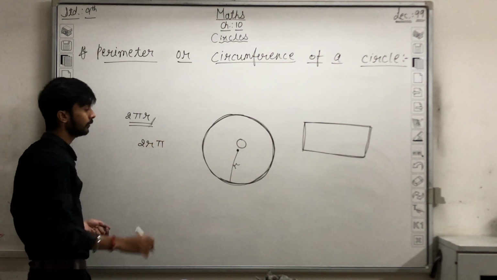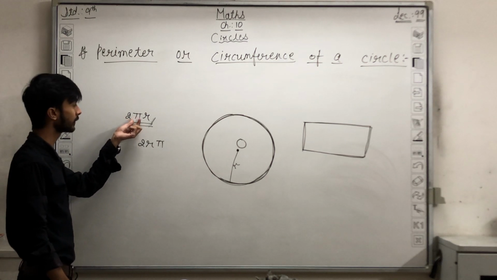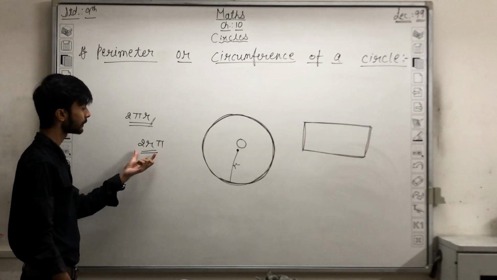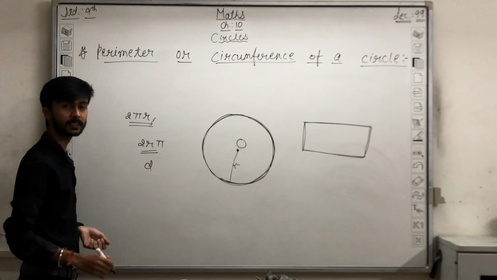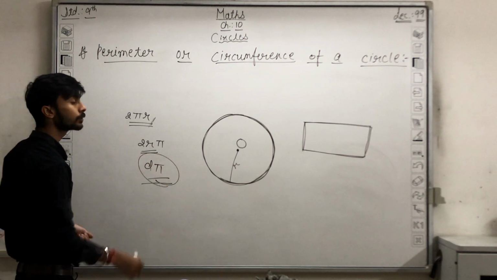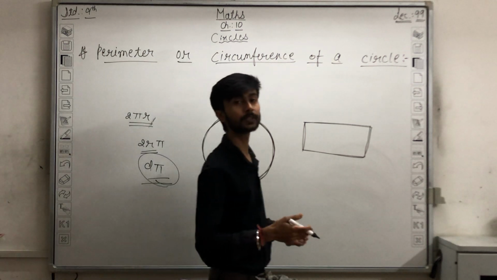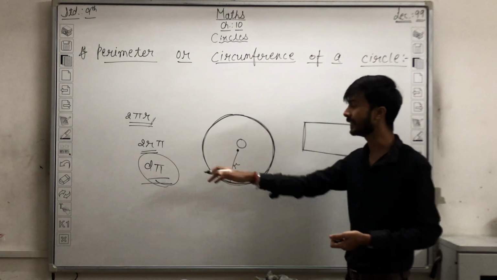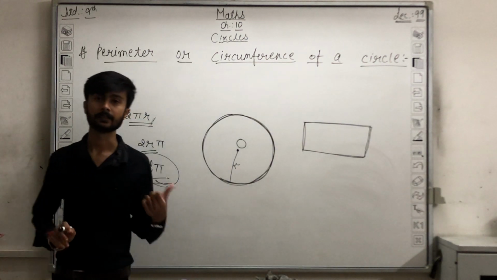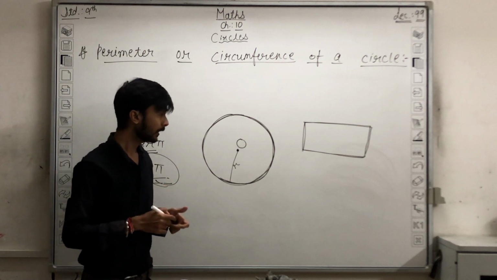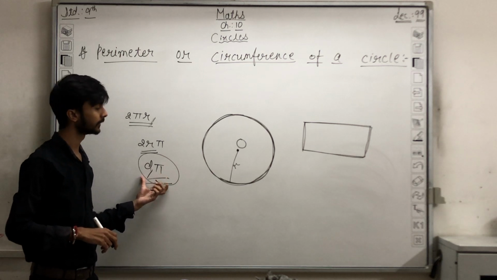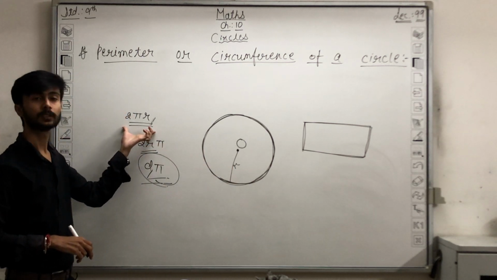You can write it as 2r into pi also, because they are in multiplication. Taking pi on the right side, 2r is twice r, that is the diameter d, so it is d into pi, also known as d pi. The circumference or perimeter of a circle is d pi, where d is the diameter of that circle. If the diameter is given, we use this formula, otherwise if the radius is given, we use the other formula.